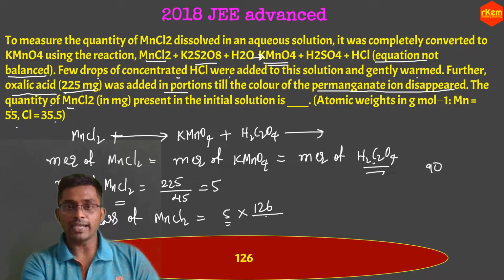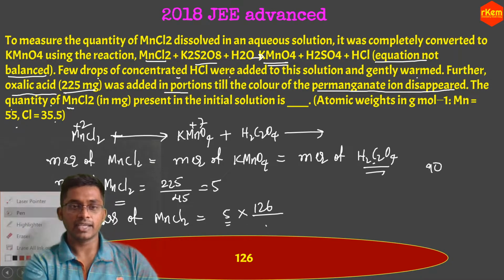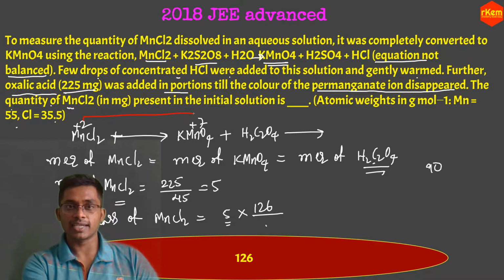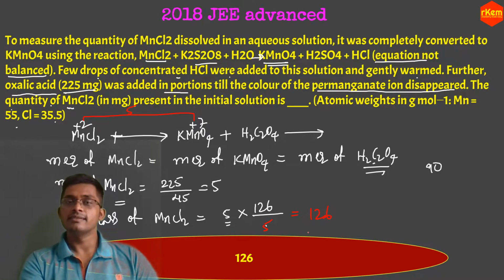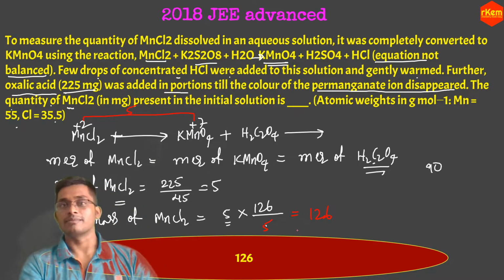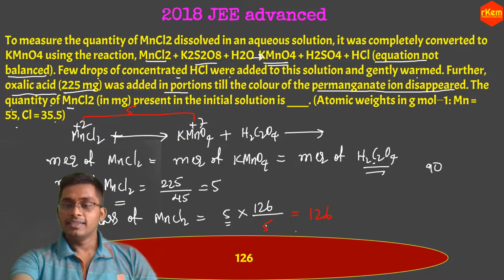So what is the equivalent weight here? Molecular mass by n factor. So what is the n factor? Mn+2 to Mn+7. See the n factor. N factor is the oxidation number change. 7 minus 2, that is 5. So answer is 126 milligrams, right?